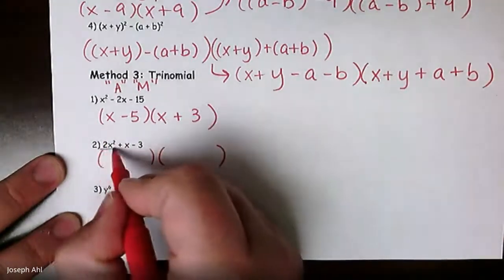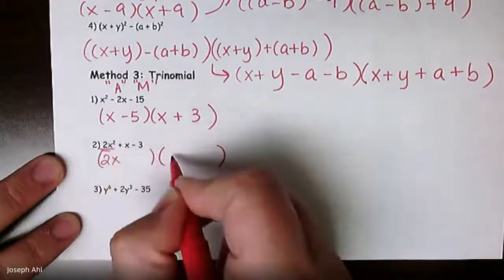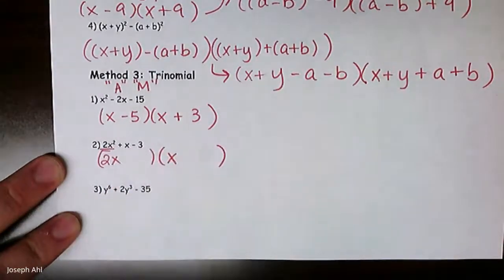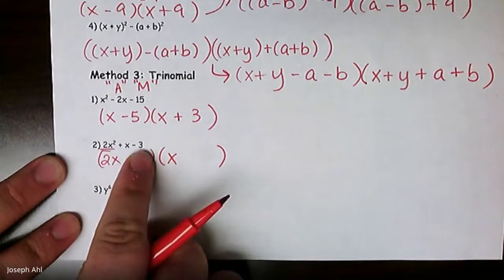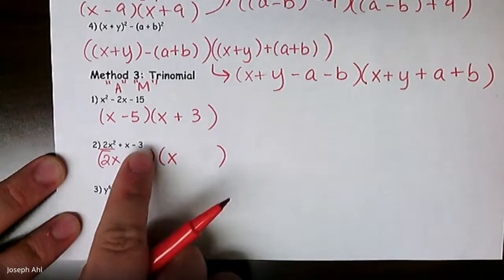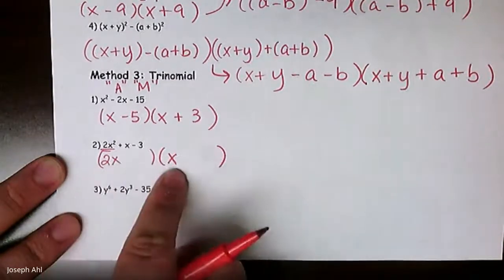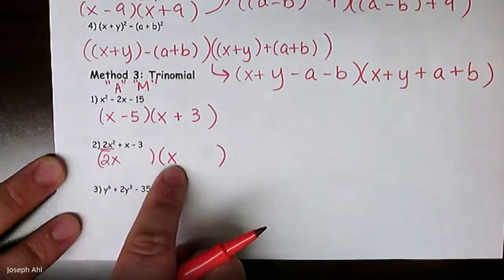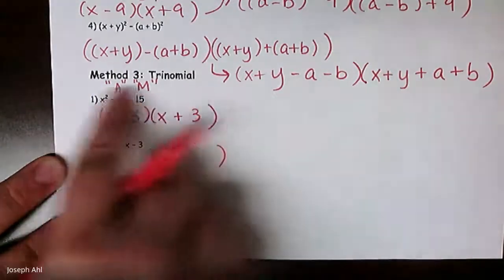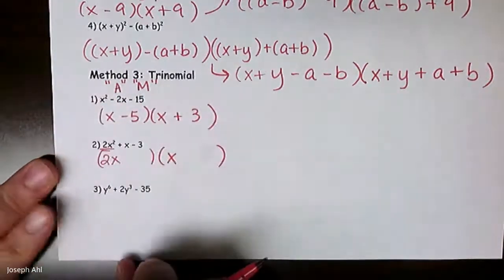and I say, well, hey, the only things that multiply to 2x squared are 2x and x. And then the only things that multiply to negative 3 are some combination of 1 and 3. But where I place that 1 and 3 will matter because one of them is going to get multiplied by 2x. The other is going to get multiplied by 1x. So it's not as straightforward as thinking of it as we did in number 1.